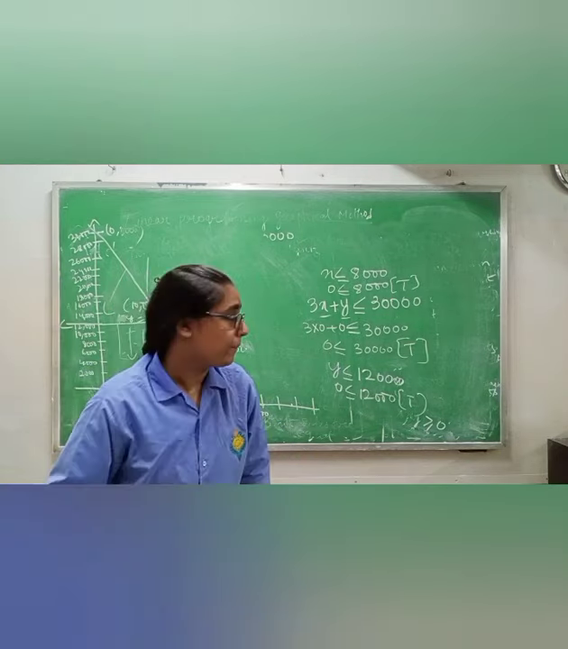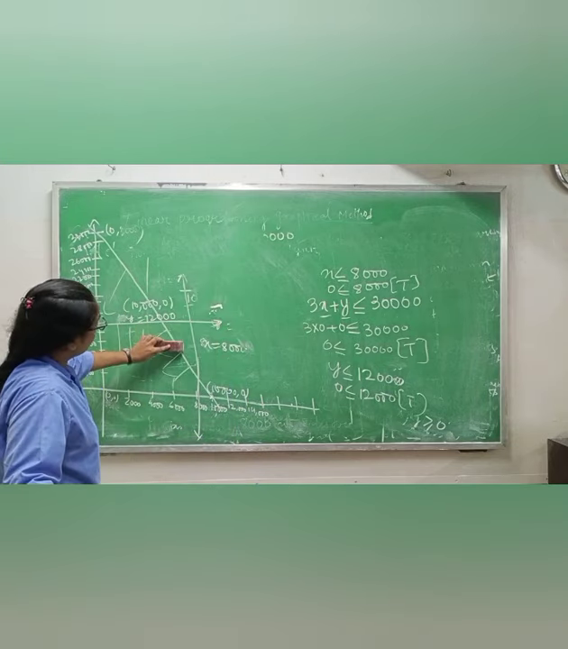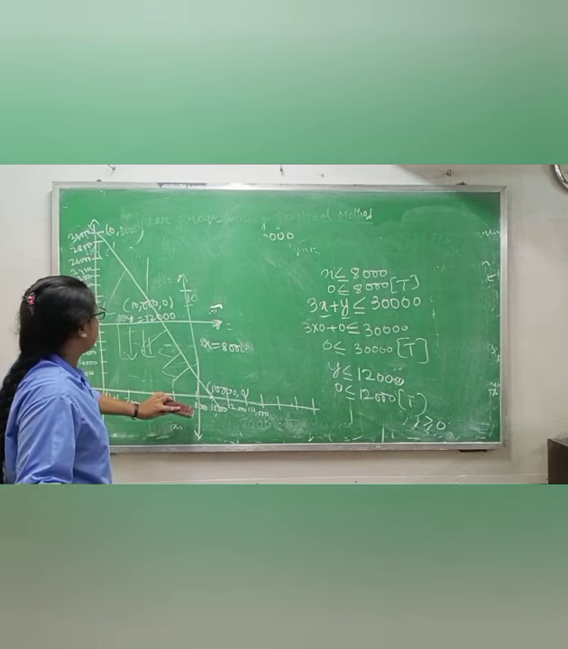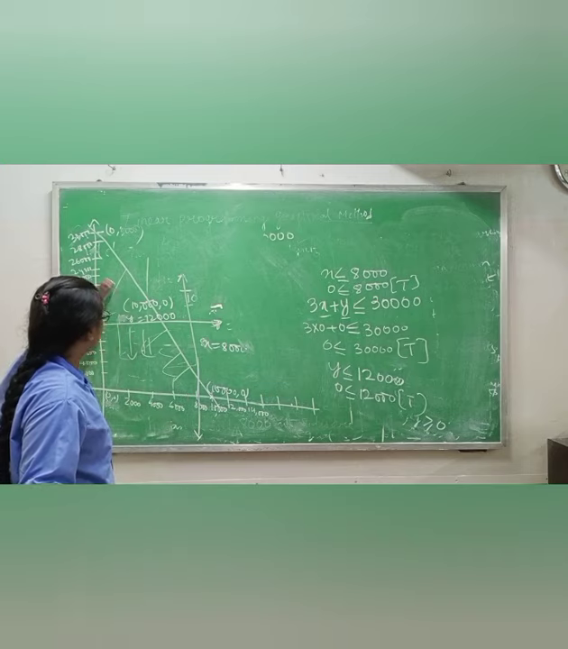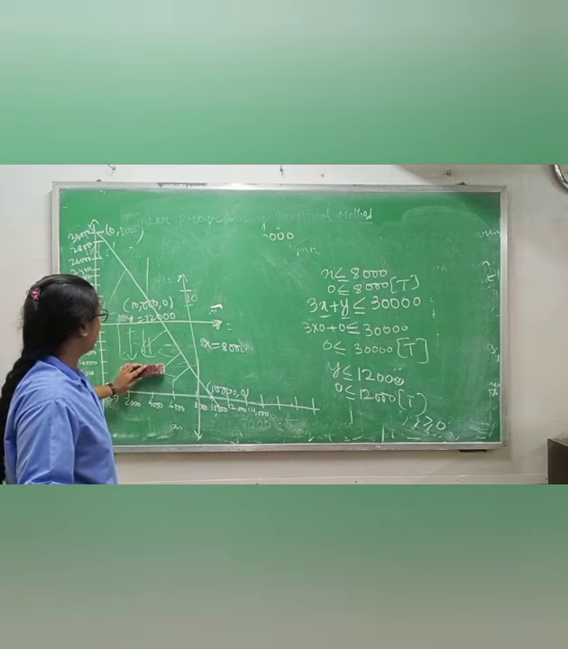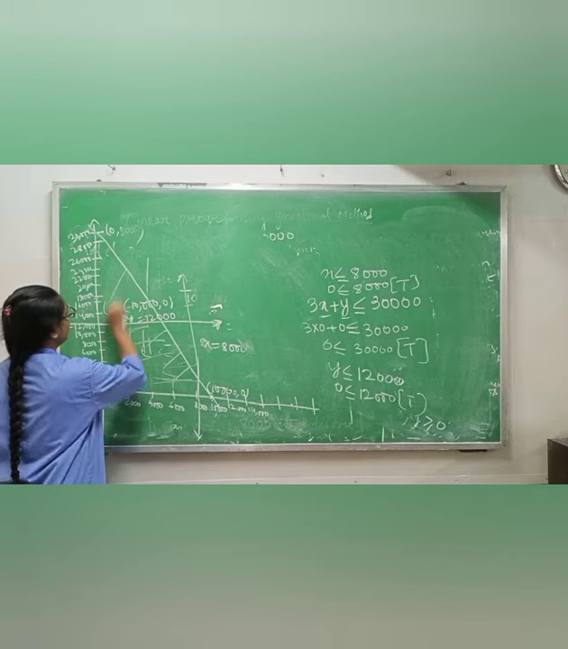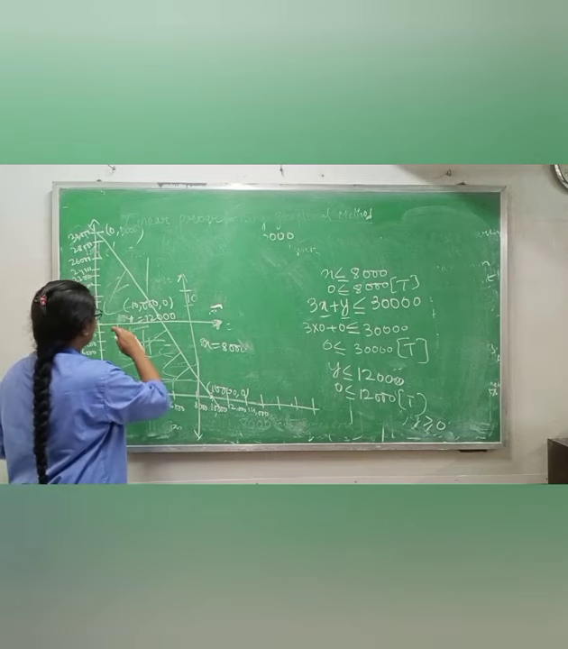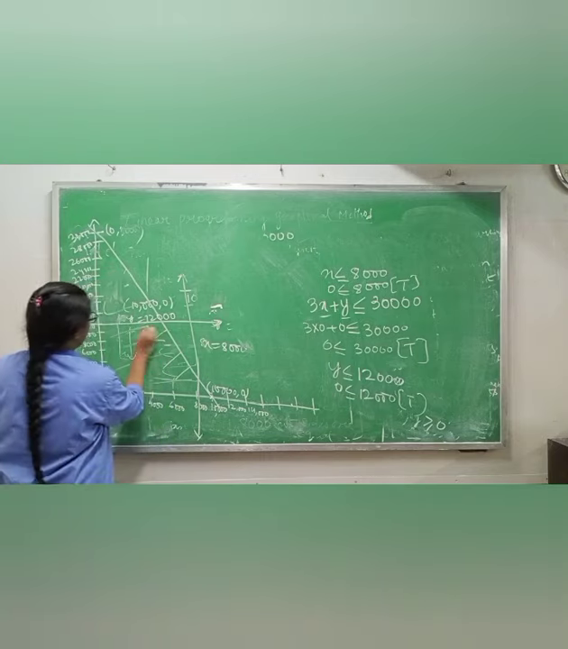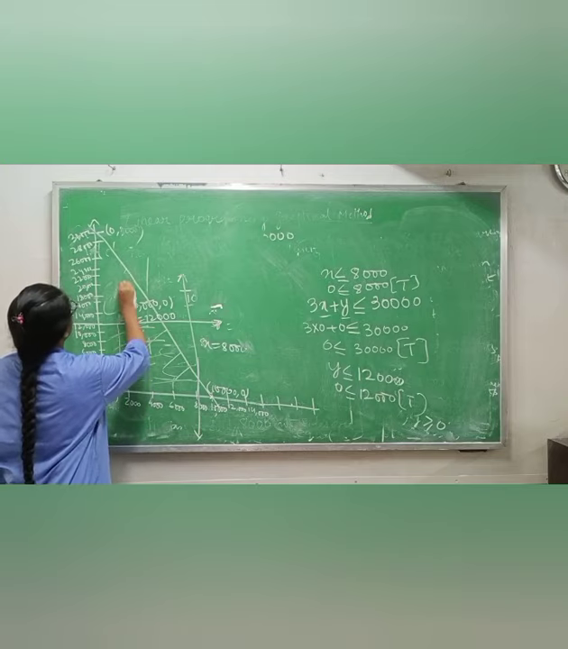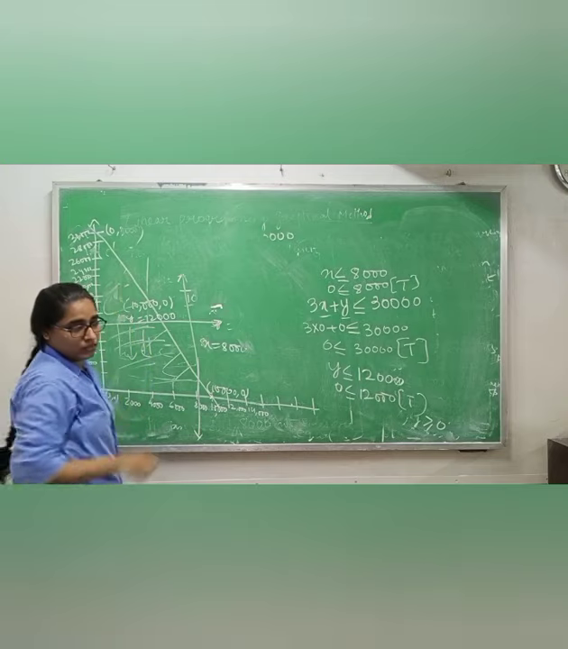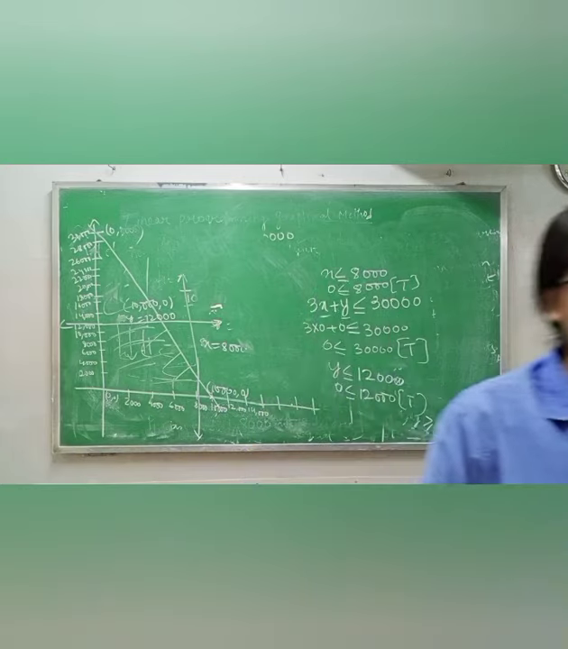Because this part is not included in this line. Okay, so that is why you will take only this part. So this one is your visible region. You will not take this also. Only this part is your visible region. Okay, complete up to here.